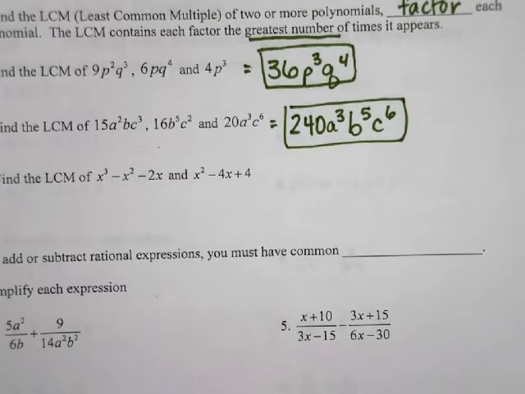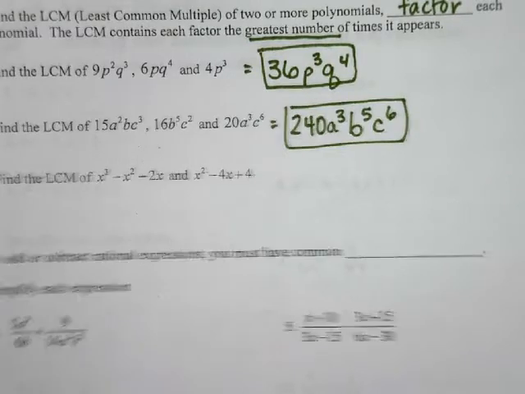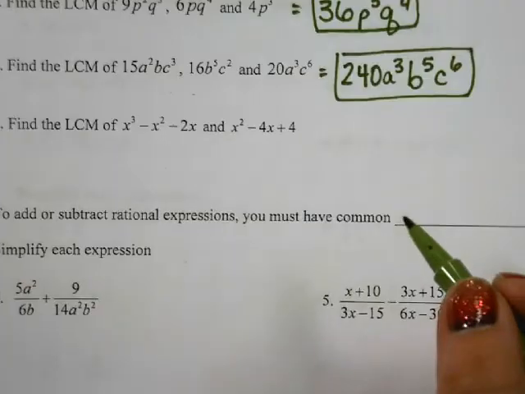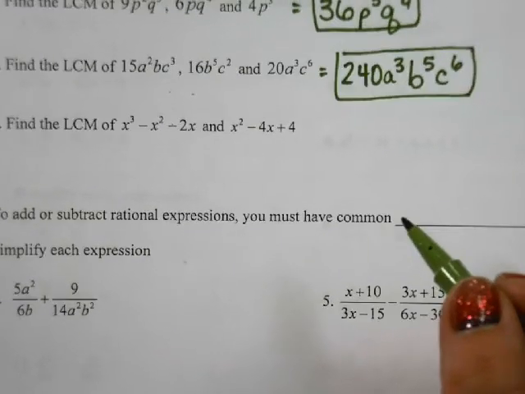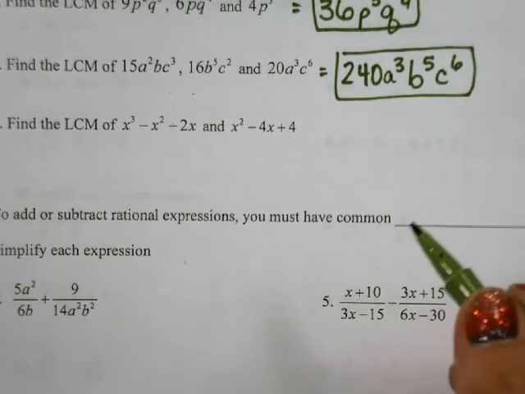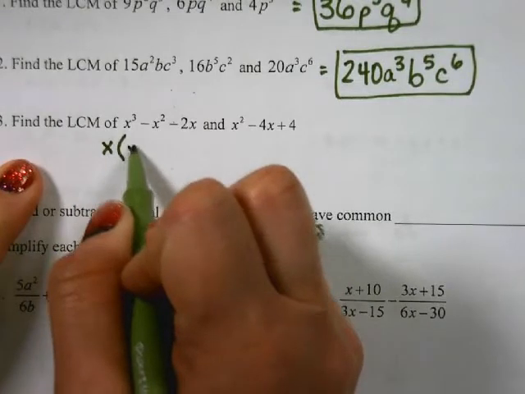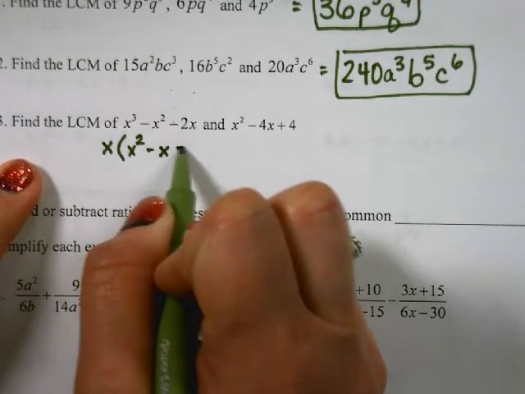Okay, so those first two were just monomials, right? One-term things. But look at number 3. Those are trinomials. I've got to write them as factors, so I'm going to actually have to factor these. Okay, so let's factor x cubed minus x squared minus 2x. What do I do first? Pull out an x. They all have an x in common. Okay, so then I'm left with x squared minus x minus 2.